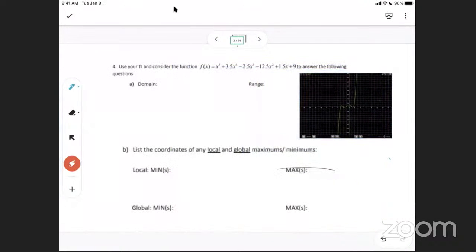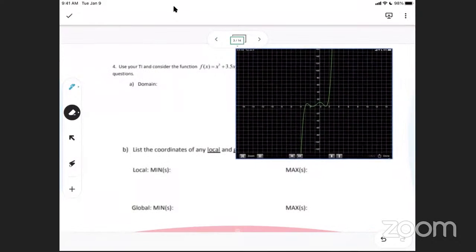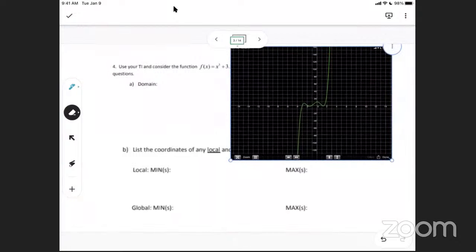Okay. Now this is the part where you actually needed your graphing calculator. It says list the coordinates of any local and global max and min. So a local max or min, I'm going to draw it up for you on this graph. A local min would be here and here. Those would be local mins. Global min means on the entire graph, is there ever a point that is the lowest point on the graph? Can I name the lowest point on this graph? No. So there are none.